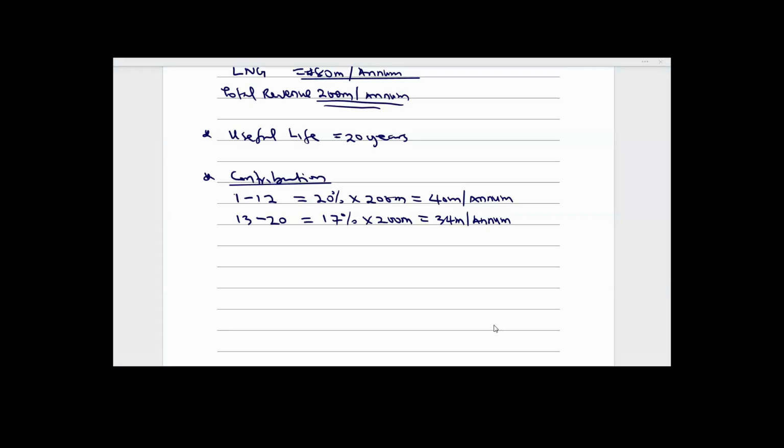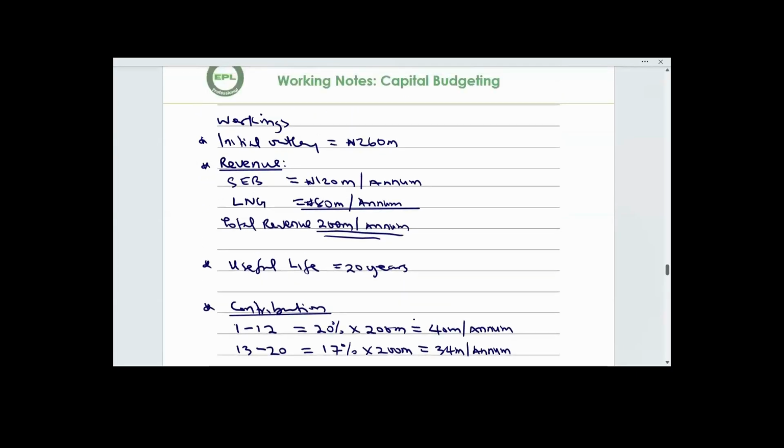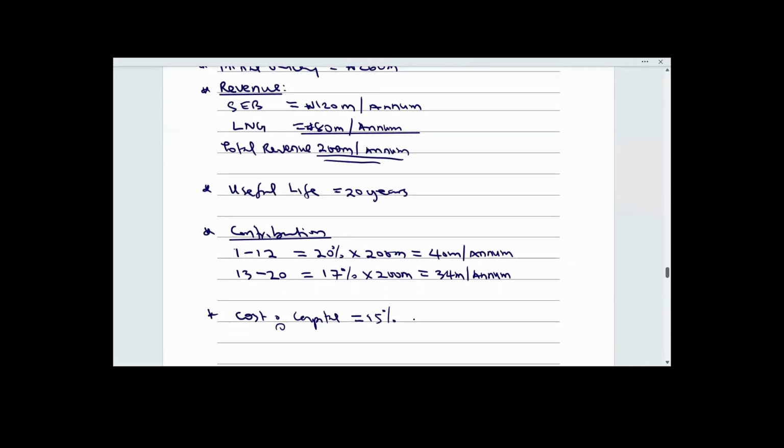Next, the project is not likely to have a salvage value, so scrap value is 0. True Talk Nigeria Limited, so that information is not needed. Company's cost of capital is 15%. So I would then come here also, cost of capital is equal to 15%. So these are the variables given in the question.